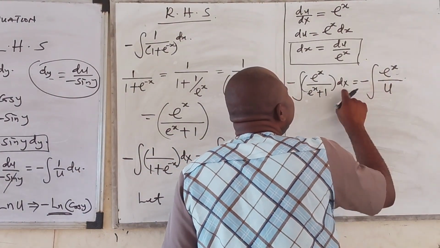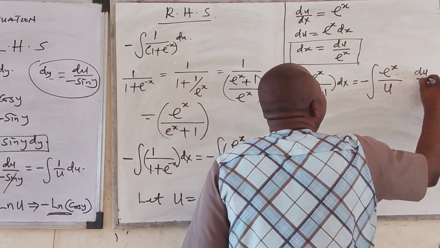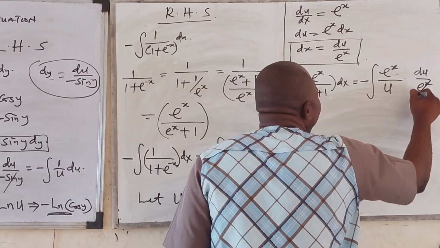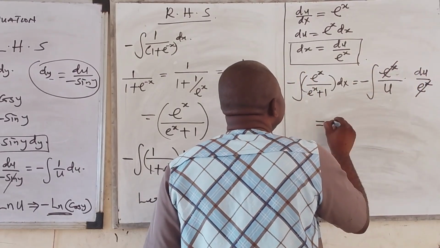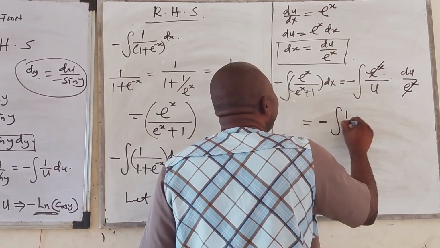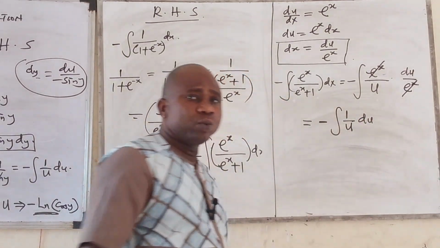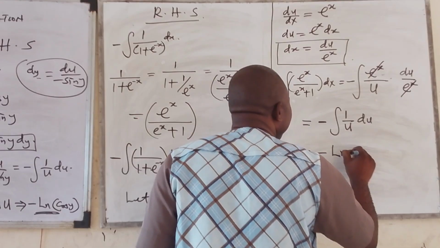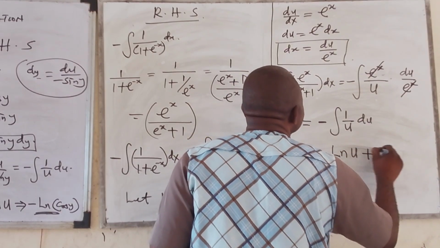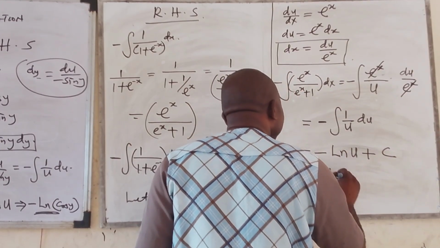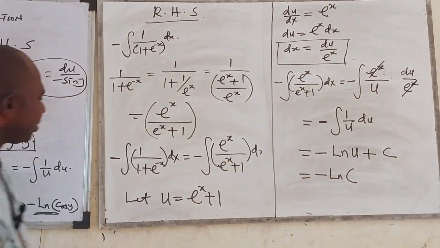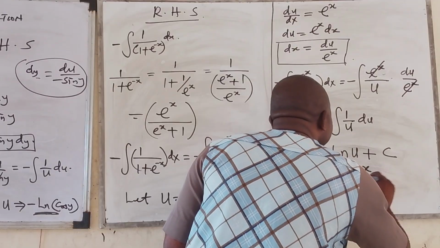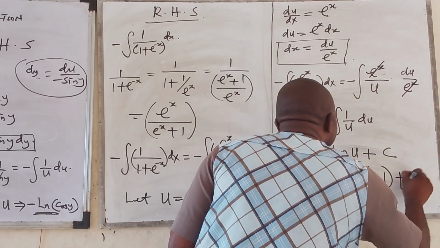Then times the dx, which is now du all over e power x. So this e power x will go with this e power x. This will give us minus integral 1 all over u du. So the whole of this will be equal to minus ln u plus c. That will be minus ln. Remember the value of our u: we said let u be equal to e power x plus 1. So here we have minus ln of e raised to the power of x plus 1, then plus c.